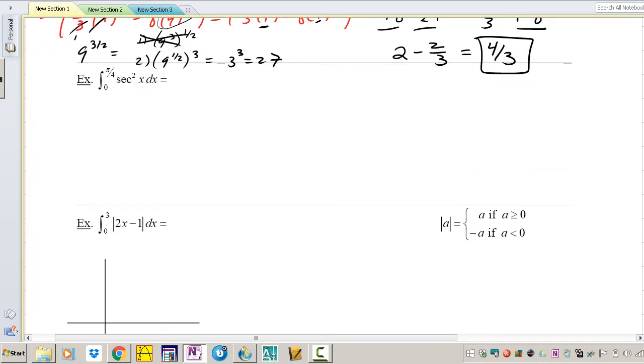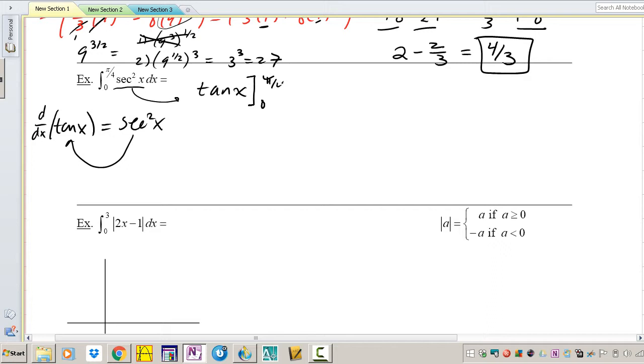Okay, sorry about that. So now we're going to integrate secant squared x from 0 to pi over 4. Secant squared x seems like a very unfamiliar antiderivative, but if you know your derivatives, you'll know that the derivative of tangent is secant squared. So that means the antiderivative of secant squared is tangent. So this is actually a basic integration formula. The antiderivative of secant squared is tangent x, and now we apply the upper and the lower bounds.